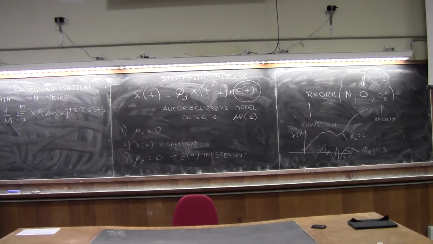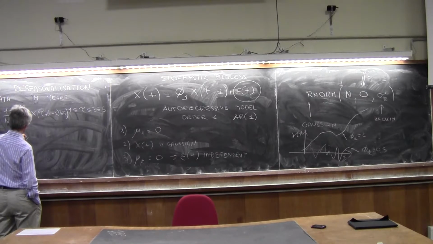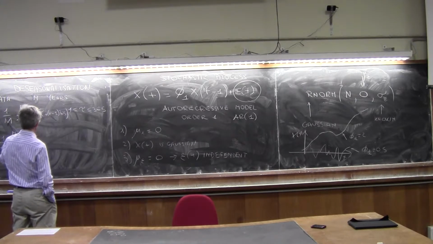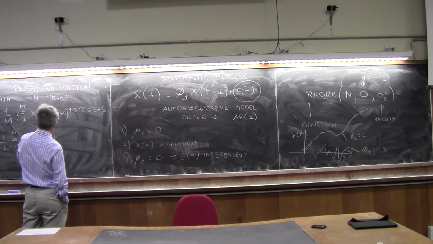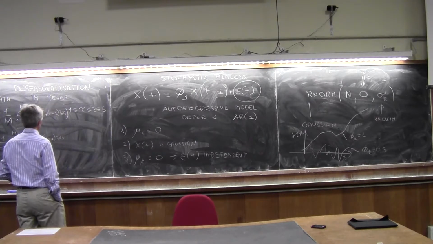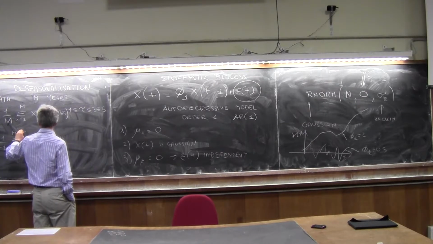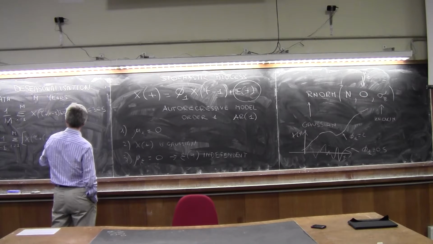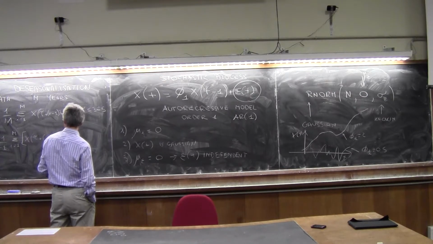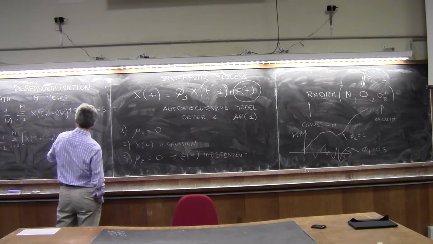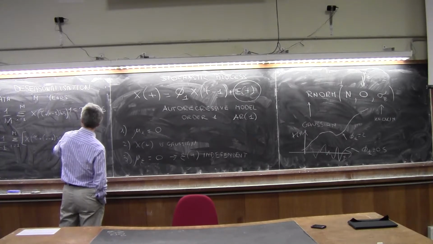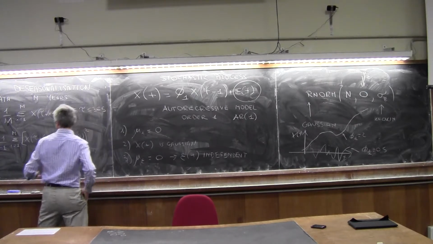Now, let me define the standard deviation of tau, which is equal to 1 divided by m minus 1, summation i equal 1 to m, of x tau plus i minus 1 times 365, minus mu tau, squared.